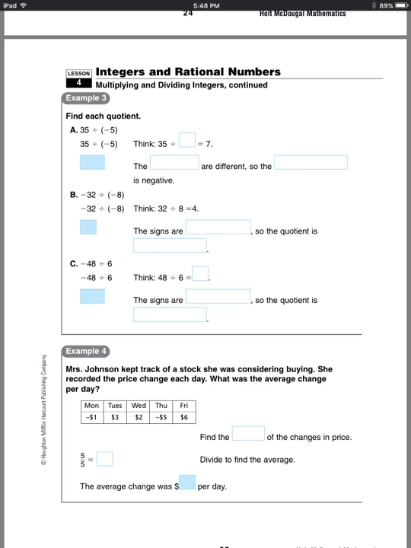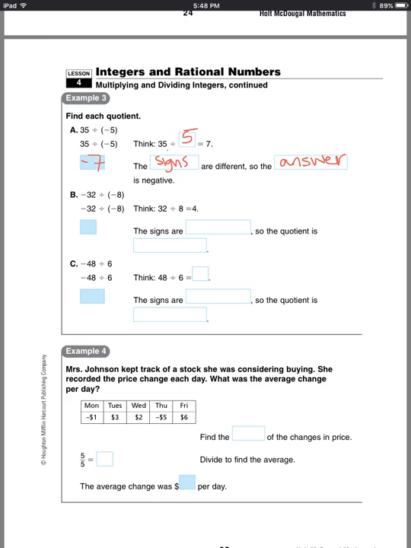Okay, same rules. One negative, negative answer; two negatives, positive answer. So we can think of this as 35 divided by 5, and we get 7. Now, because the signs are different, the answer is negative. So we do get 7 when we do 35 divided by 5, but we have to remember to go back and add the negative.